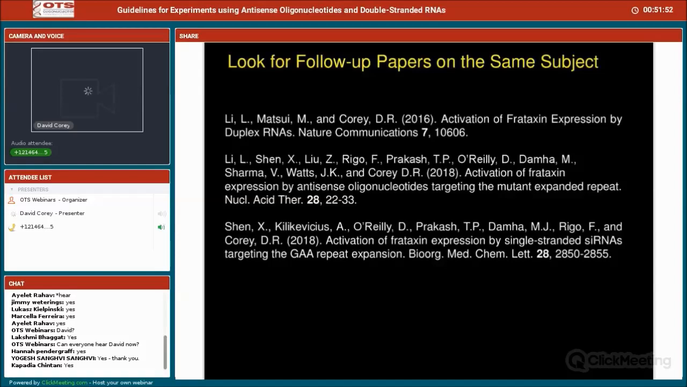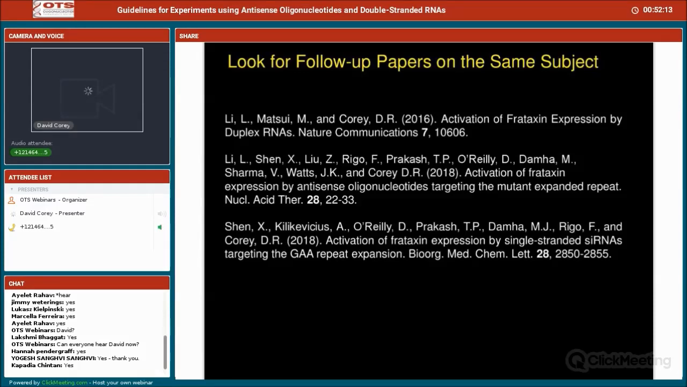The final thing to look for when you're considering whether the research that you're evaluating is convincingly demonstrating an on-target mechanism is to ask, are follow-up papers being seen in the literature?